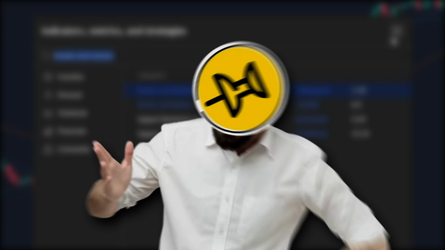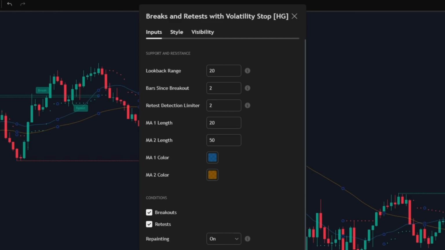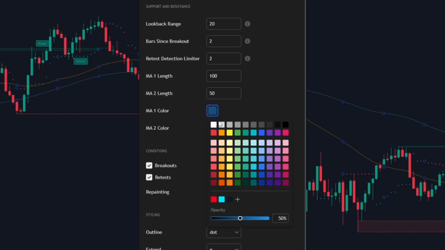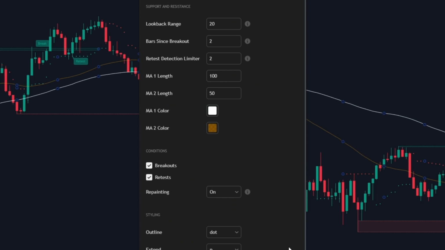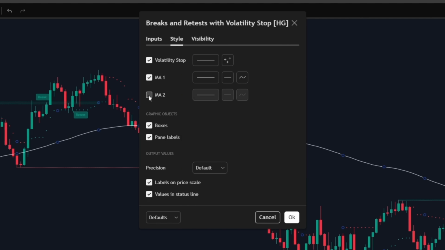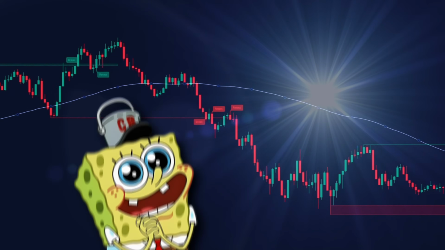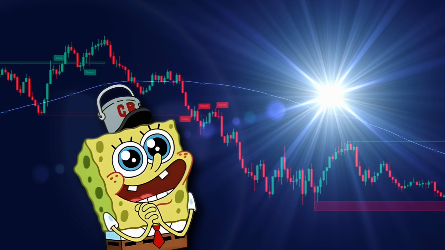This is where things get really interesting. In the inputs tab, change the MA1 length to 100, then change the MA1 color to white for better visibility. Next, go to the Style tab and disable both MA2 and the volatility stop. We want to keep our chart clean and focused on the signals that matter most.